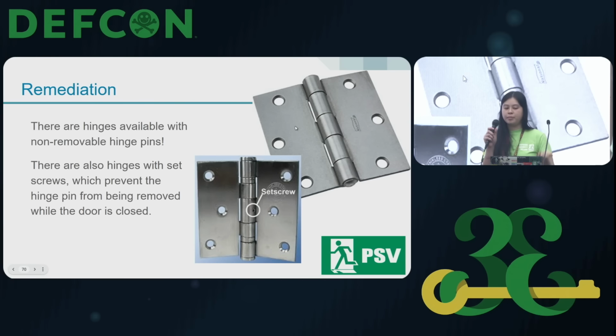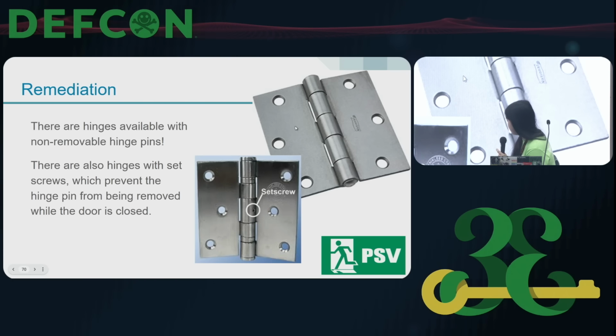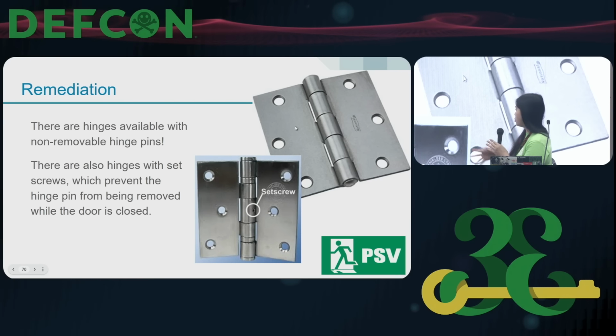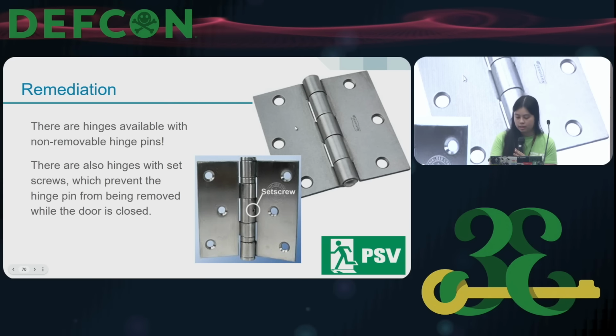So how do we remediate this? Well, they do make hinges that don't have removable hinge pins. You can see down there, I've circled a little set screw, and basically what this does is when the door is closed, you can't access it, and if the set screw is put in there, you can't pull the hinge pin out. If you ever want to remove that hinge pin, you have to open the door first, and so obviously that makes it a lot more difficult.